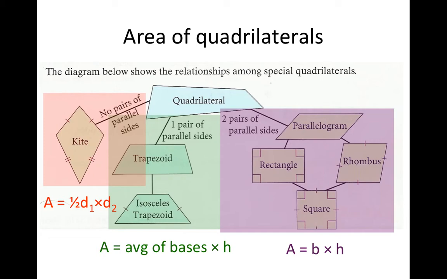That formula of 1/2 diagonal 1 times diagonal 2 also works for a rhombus, and since a square is a type of rhombus, it also works for a square. So to find the area of a square or rhombus, I could either take the base times the height, but if I don't have those, I only have the diagonals. I can take 1/2 diagonal 1 times diagonal 2.